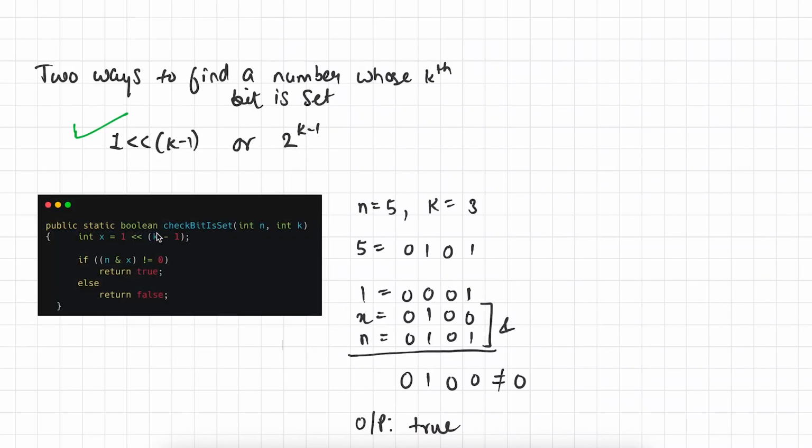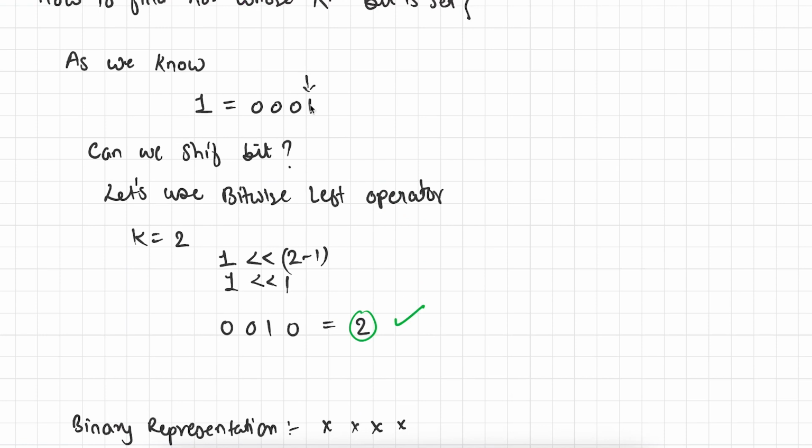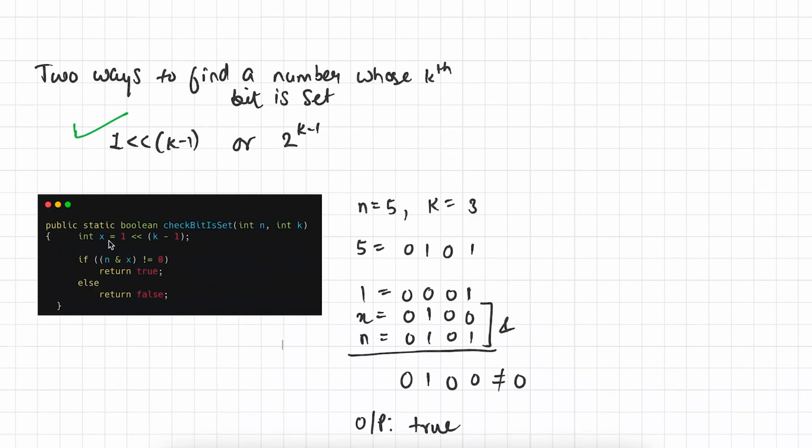So what we are doing basically is finding x, and what is x? We are shifting 1 by k minus 1 bits, right? Because as we saw, in 1 the first bit is set, so we are simply shifting this bit to the kth position. So we get our x, and we simply have to do bitwise AND with n. If we get a result not equal to 0, it means the bit is set. If we do not get a result not equal to 0, it means the bit is not set.